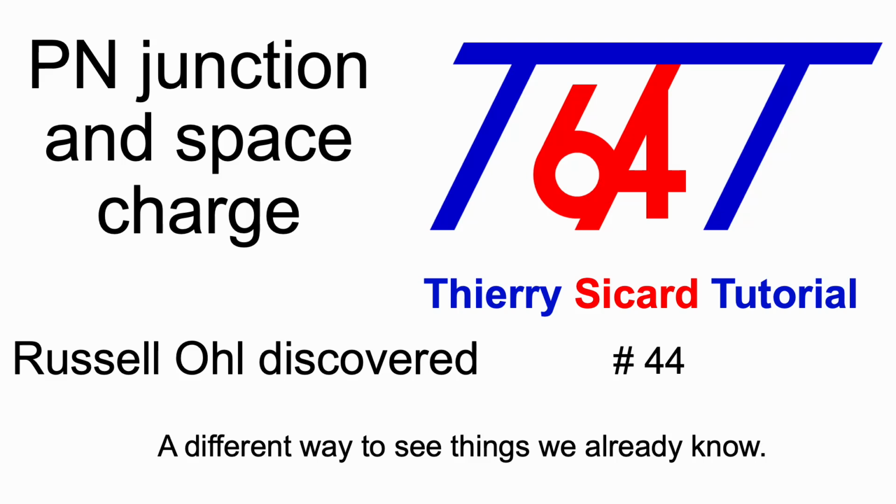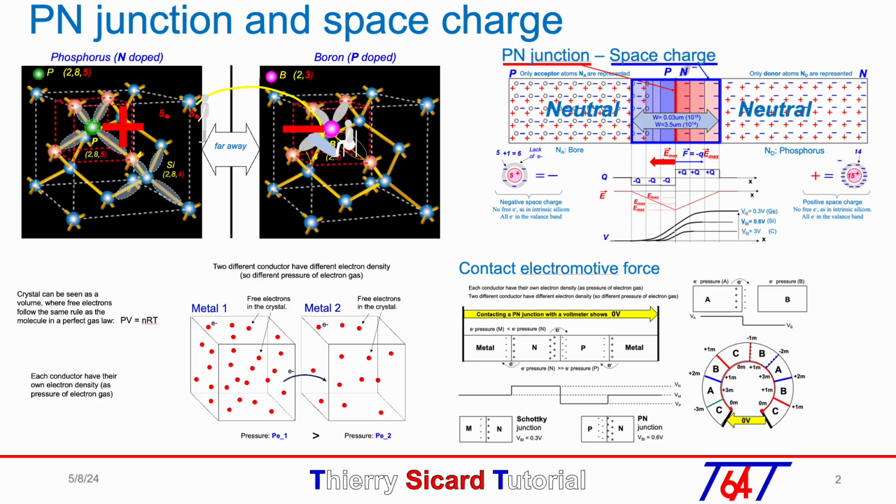Hello everyone, in this theory seeker tutorial number 44, we will review how the space charge is created when P and N regions are close together and the built-in voltage across the junction. We will also review the contact electromotive force, and we will finish with the contribution of Russell Ohl on the solid-state electronic development with its invention list.